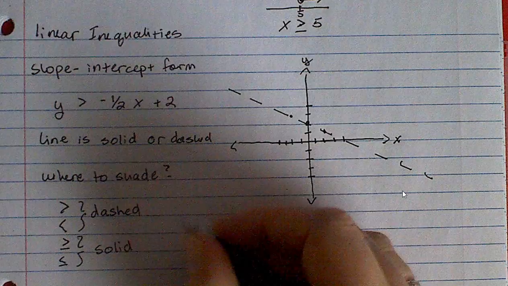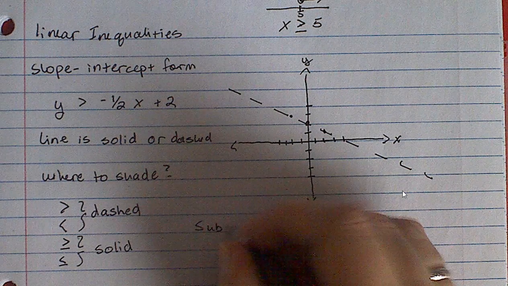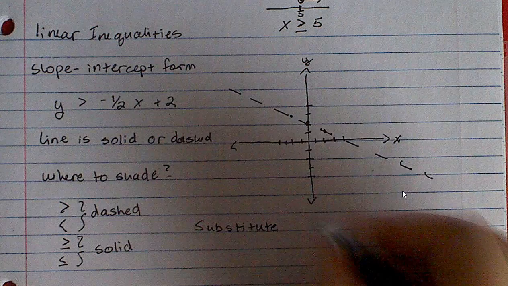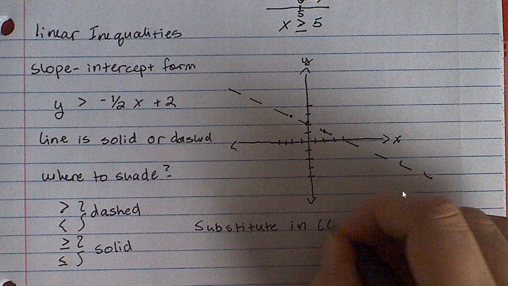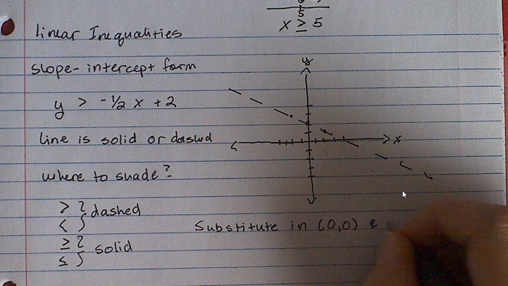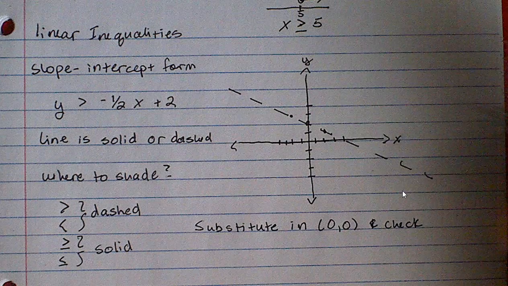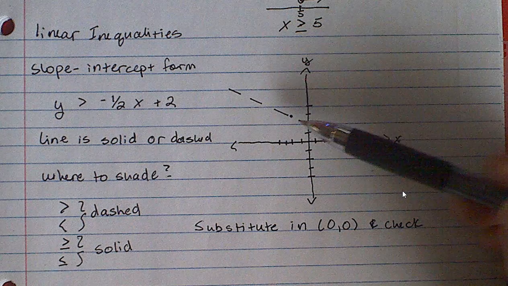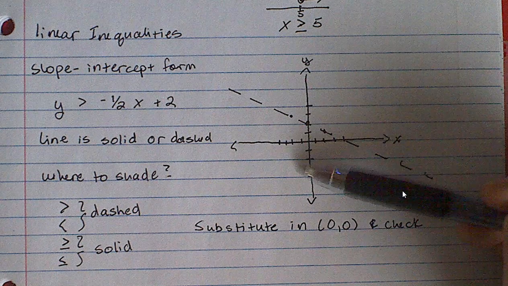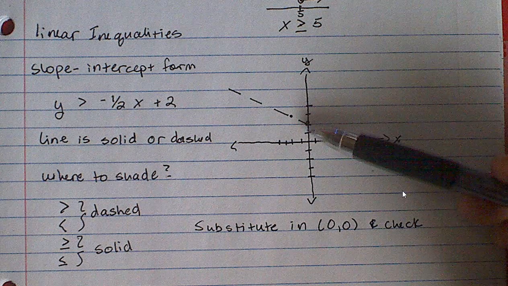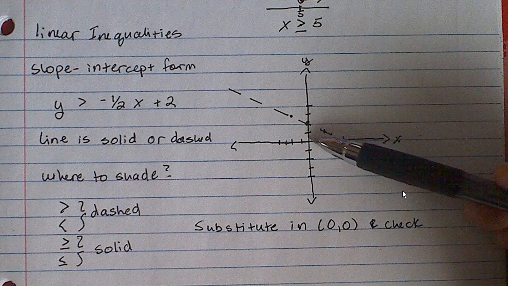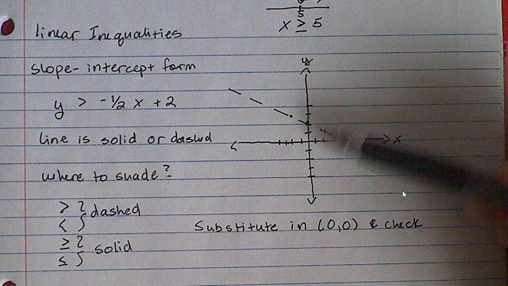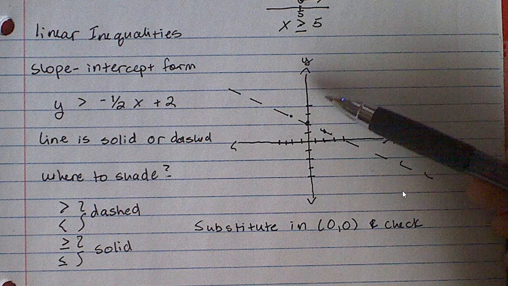So I'm going to substitute in. Substitute in 0, 0, and check. I always feel like I misspell that word. Because this line has essentially created what's called 2 half planes. It's taking the xy coordinate plane and making 2 halves, a half that's down here and a half that's up here. We're going to check 0, 0. If 0, 0 is correct, then we're going to shade where 0, 0 is. If 0, 0 is wrong, then we're going to shade on the other half, because this is the wrong side, which means this other side is the right side.